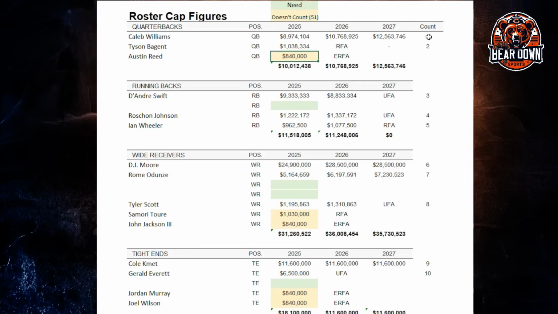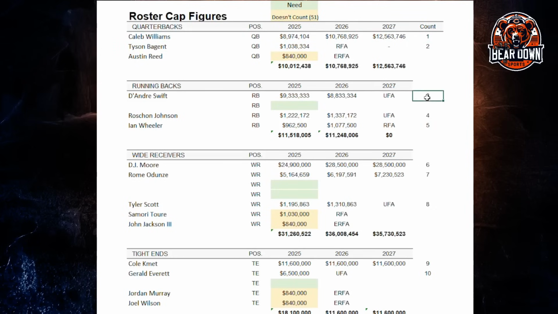And a lot of this is based off of my opinion, okay? So this isn't like set in stone gospel, but I try to keep it as realistic and really down to earth as I can. These ones are needs. You'll see a count number next to guys that I think are pretty much locks to be on the roster in 2025. So that's how I signify this.